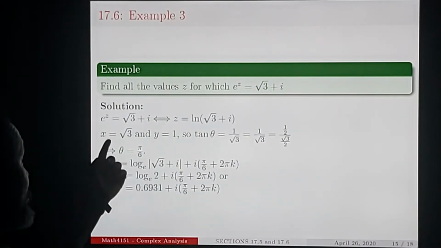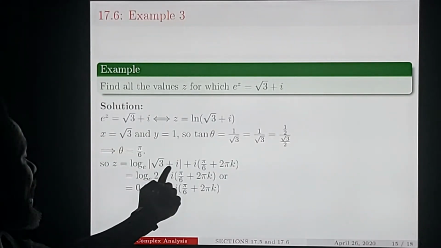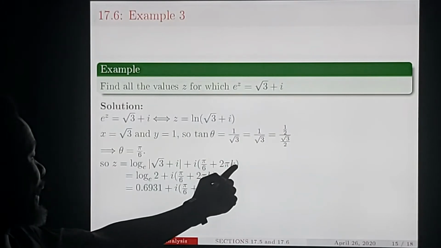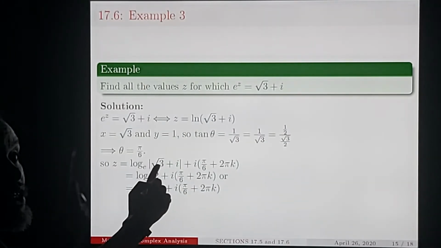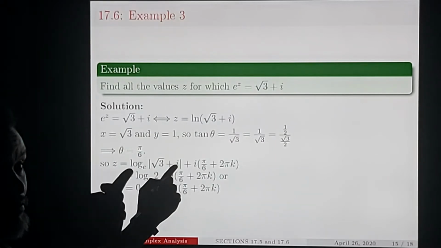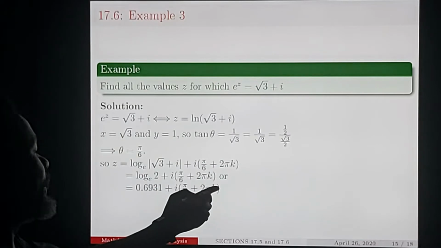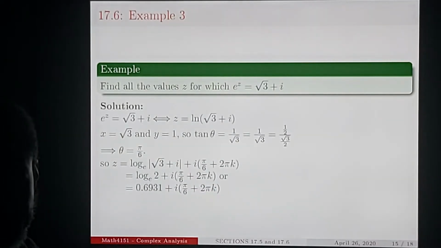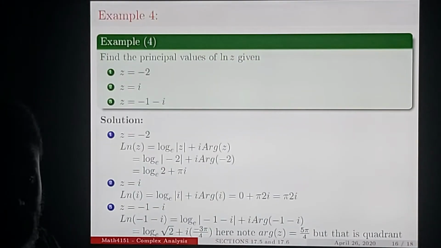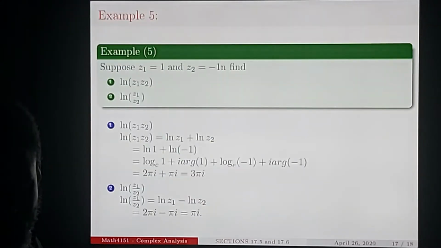So z is ln of this: log to base e of the modulus of that plus i pi over 6 plus 2 pi k. And so we have log to base e of 2, since root 3 squared is 3, plus 1 is 4, square root is 2, plus i(pi over 6 plus 2 pi k). You can leave it like this, or you can use your calculator to get the answer. We are done. Now, we just have a few more slides. This is 16, 17, 18. Not bad. We're almost done.